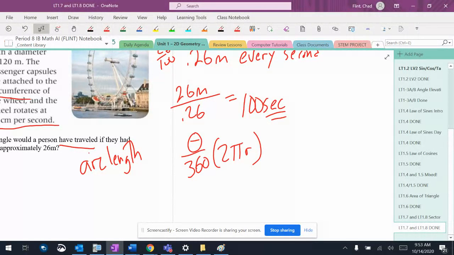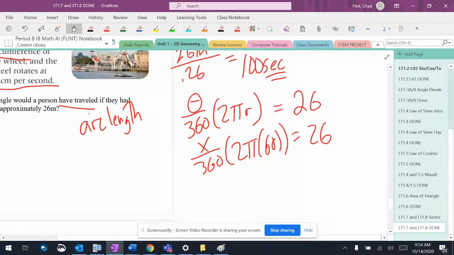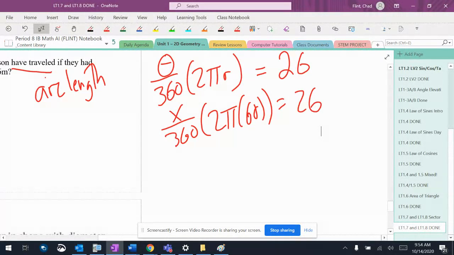So let's see. The angle I don't know, which is going to be a little different in this one. I know they traveled 26 meters. I don't know the angle, but I do know the radius. So I'm going to change this to an x over 360 times 2 pi times 60 equals 26. All right. Now I do some solving here. So first of all, let's kick out the 2, the pi, and the 60.